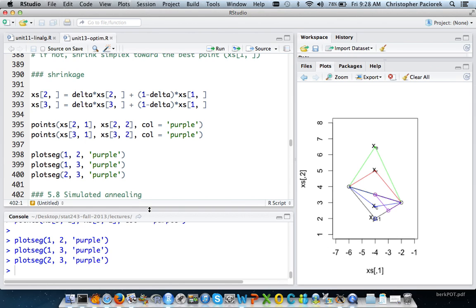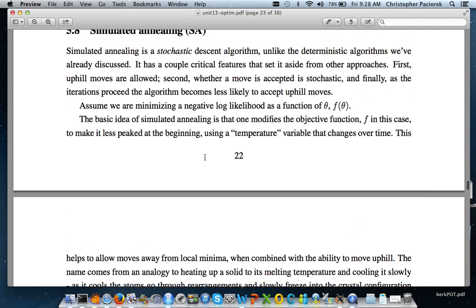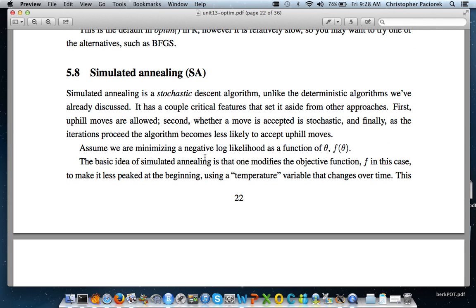So the idea behind simulated annealing was that people wanted a method that might work better for dealing with the multiple minima problem. I just want to give you a flavor of what simulated annealing is all about. It's a stochastic algorithm in the sense that there's some random sampling going on in the process of the algorithm. And part of that is that we can actually go uphill in addition to going downhill.